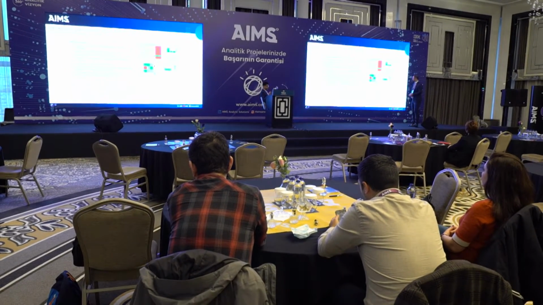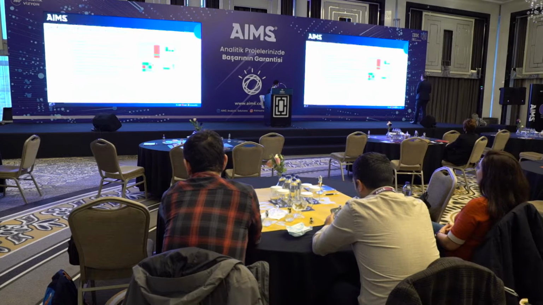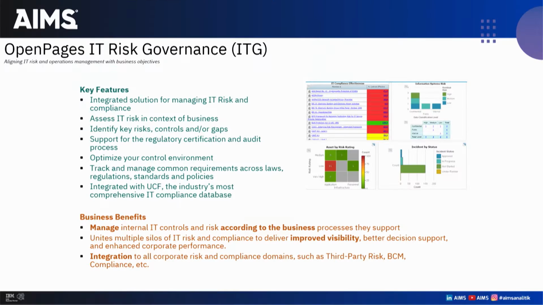And in terms of business benefits, while the first two are intuitive, what we are trying to do is eliminate silos and have this integration with all other GRC areas within the organization, such as third-party risk. If you want to know an application is managed by which supplier, which third party, what is the risk level of the third party, you will be able to do that.